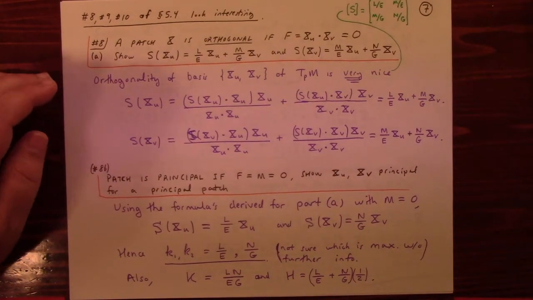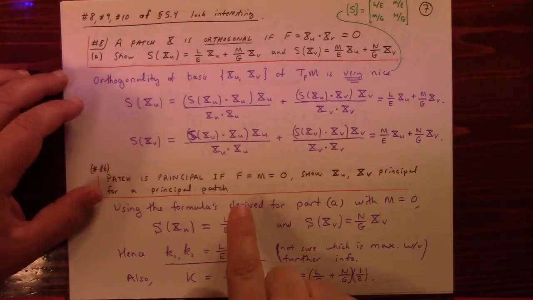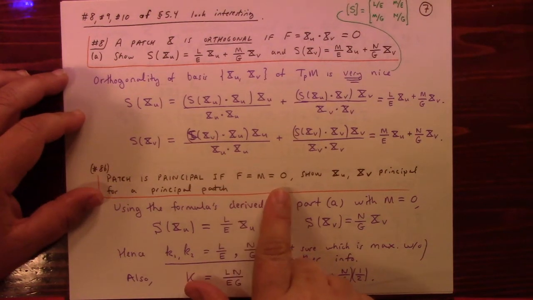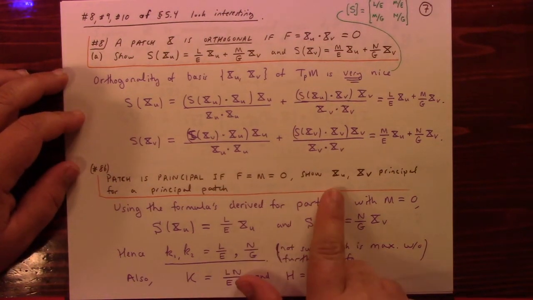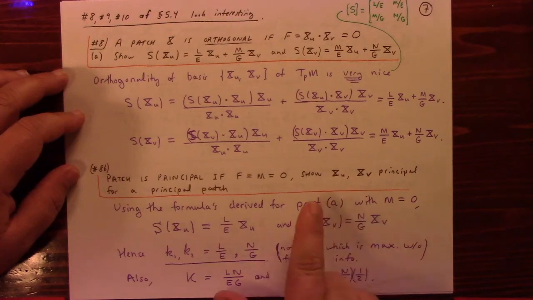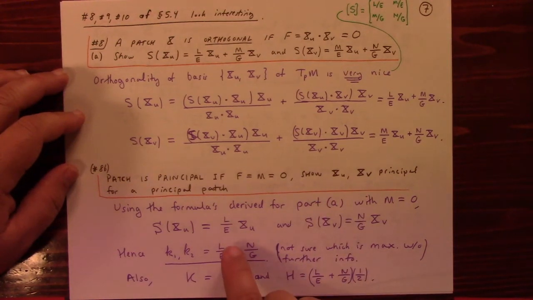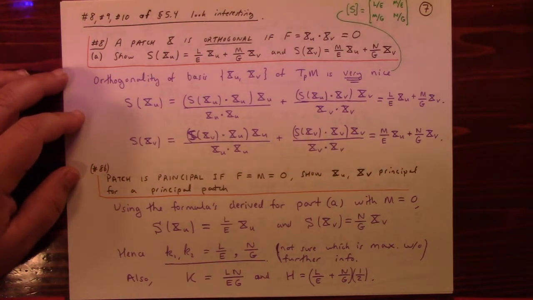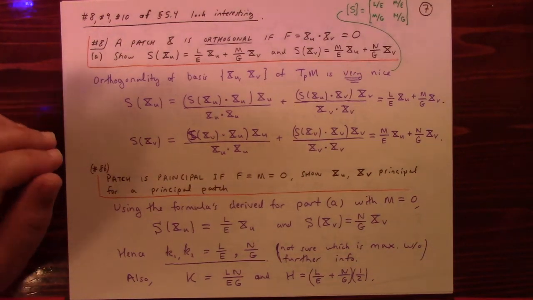Now here's more. The patch is said to be principal if F is equal to M is equal to 0. And we can show that xu and xv are principal for a principal patch. Ooh, I think I have a suspicion.